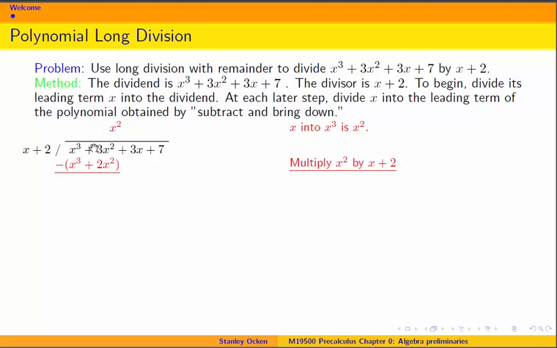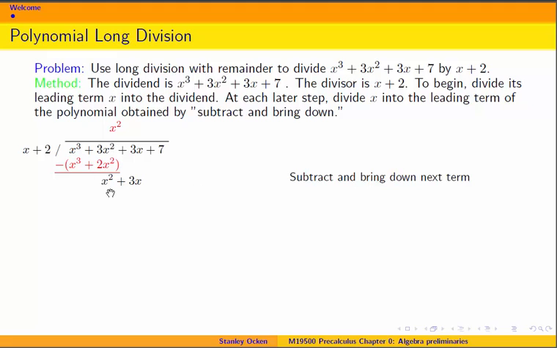It doesn't match the dividend exactly, so you subtract to see your error. You get x squared plus 3x. We only have two terms in the divisor, so each time we subtract, we need to bring down one more term so that there are two terms in the result of the subtraction, which is essentially the new dividend.